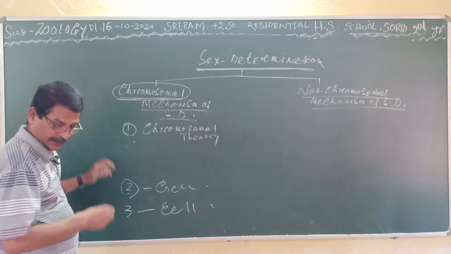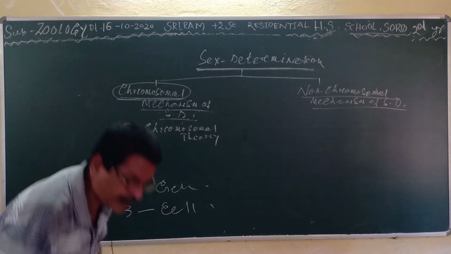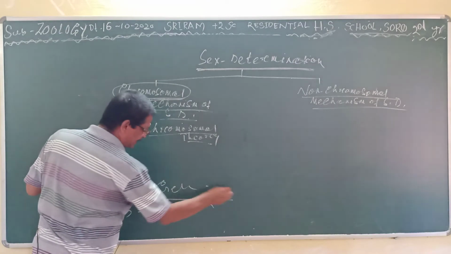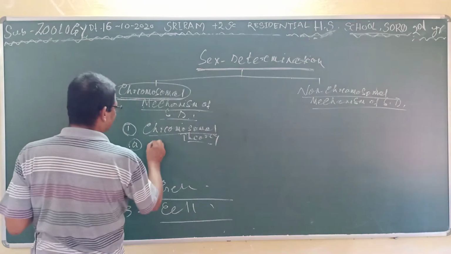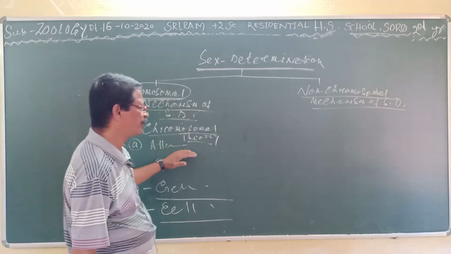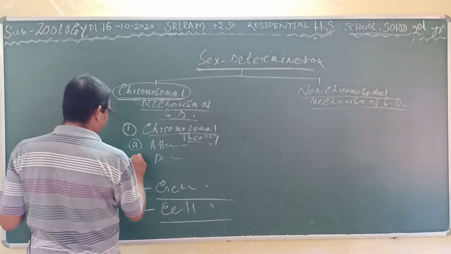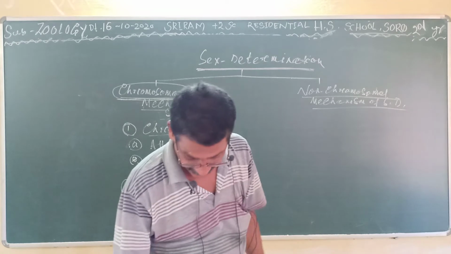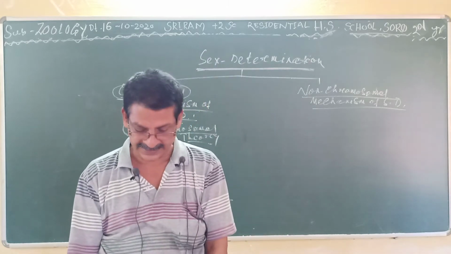Under the chromosomal mechanism, one is the chromosomal theory, another is the genic balance theory, another is the cellular determination of sex. Under the chromosomal theory, the first one is the allosomal theory of sex determination, that is the sex chromosome theory. The second one is parthenogenesis. The third one is the non-allosomal theory of sex determination, which we have already discussed.